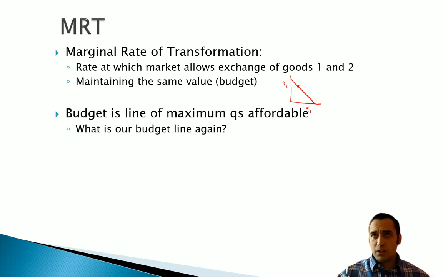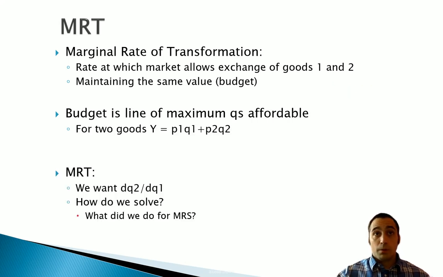So what's the function of this line again? How did we get this? Well, you might remember that we defined your budget line as y equals Q1 P1 plus Q2 P2. Next, we're going to want to find the slope of this line at any given point. That is, along this line, pick a point, how do we find that slope? Hint, what did we just do to find the slope of our indifference curve so we could find MRS?